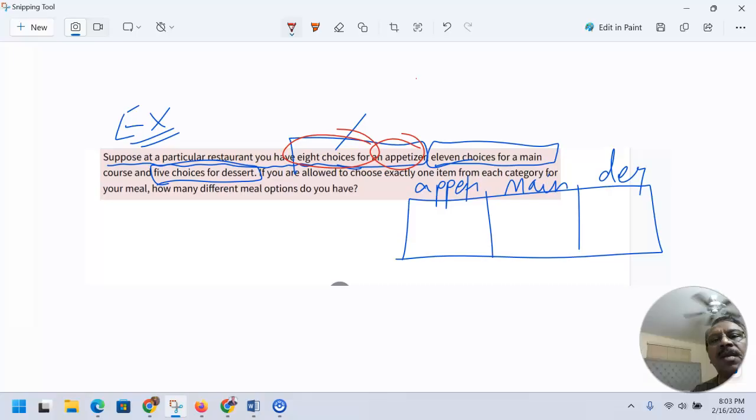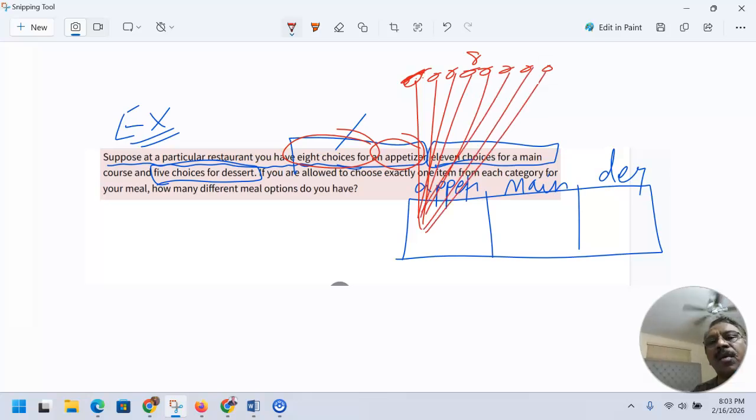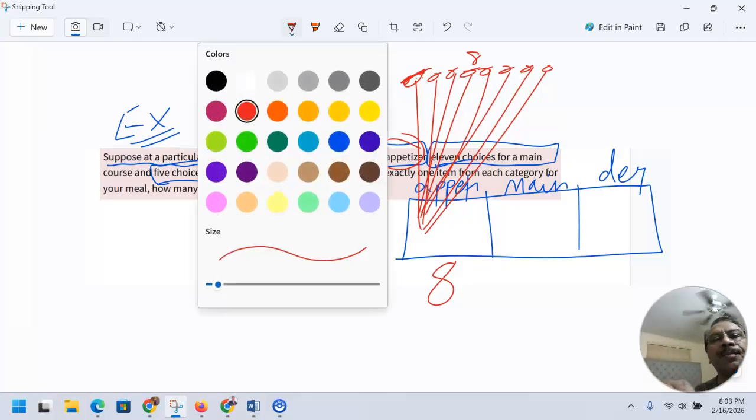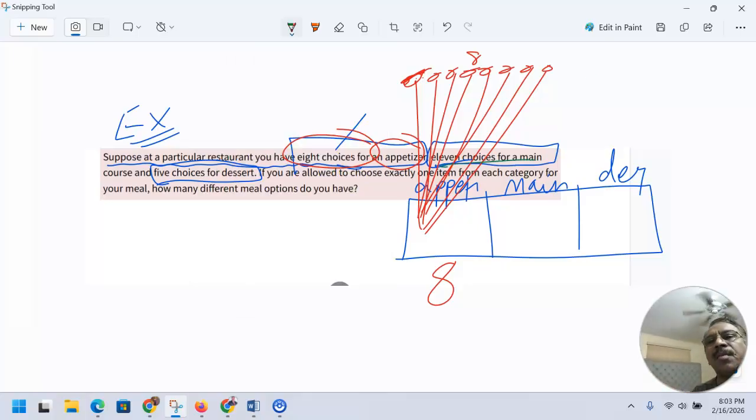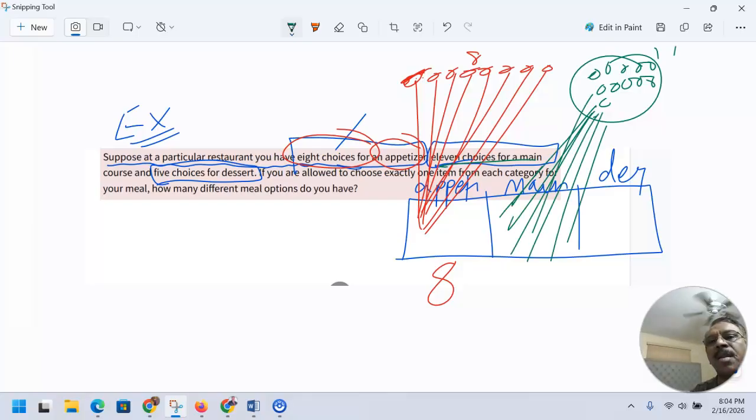There are 8 appetizers. Let's say these are all the dishes, 8 of them. It could be the first or second or any one of them. So you have 8 options, and that's why I write 8. And then you have 11, so there are another 1, 2, 3, 4, 5, 6, 7, 8, 9, 10, 11. So there are 11 of these. Any of these could go here.